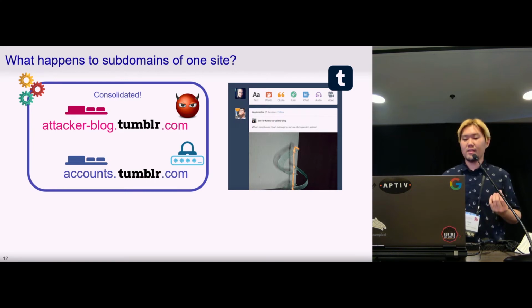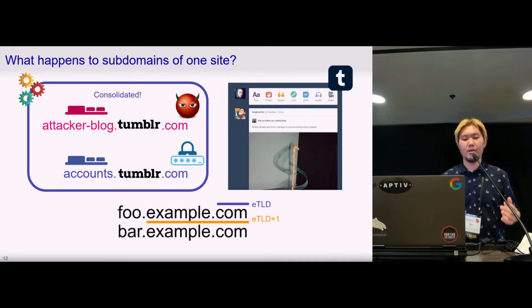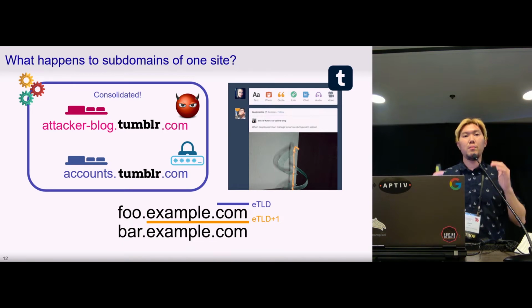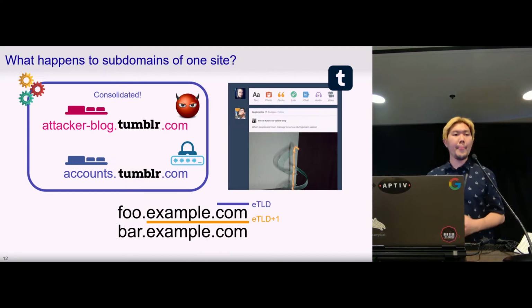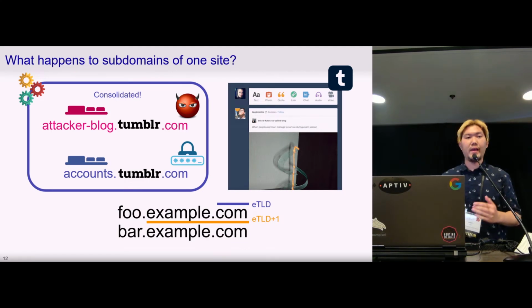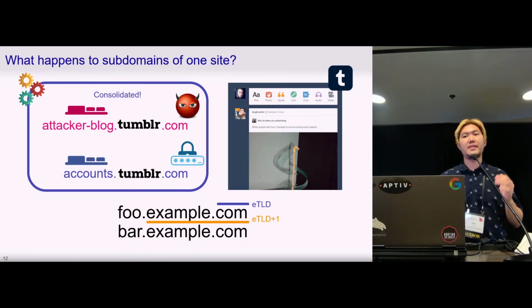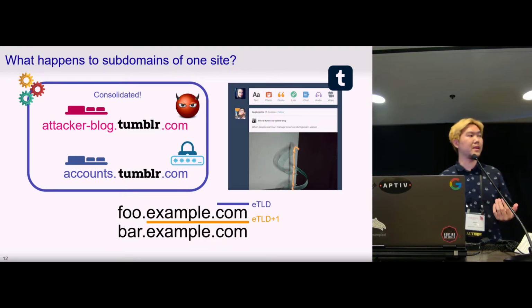A slightly more technical description is that Chrome will consolidate pages with the same effective top-level domain, or eTLD, which is .com in this example, plus the prefix immediately before that. We call this grouping scheme eTLD+1. In general, if we have two subdomains of example.com, which are foo and bar, because they share a common eTLD+1 of example.com, foo and bar can be consolidated.